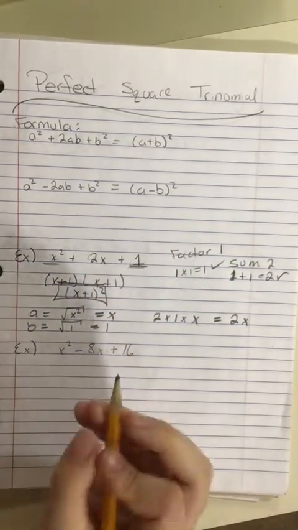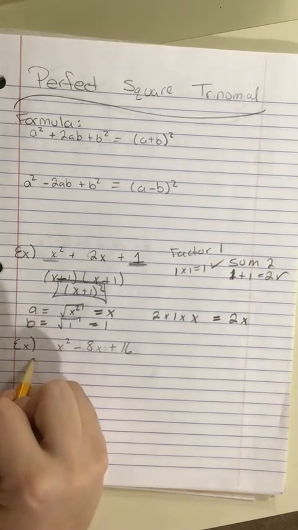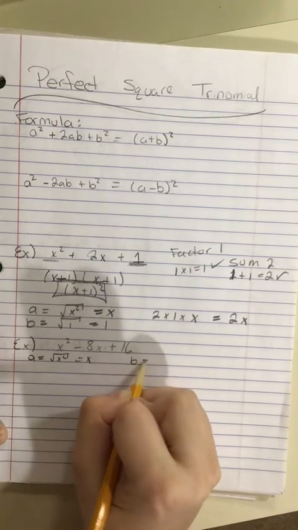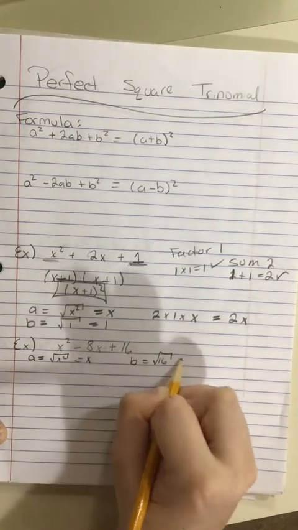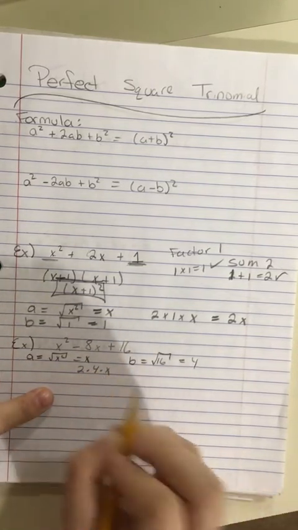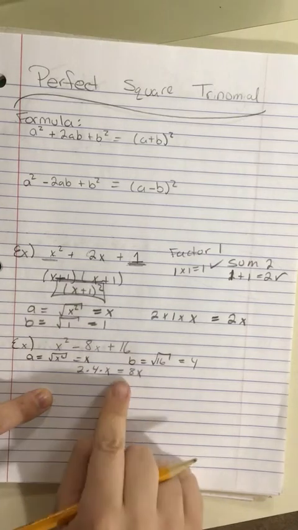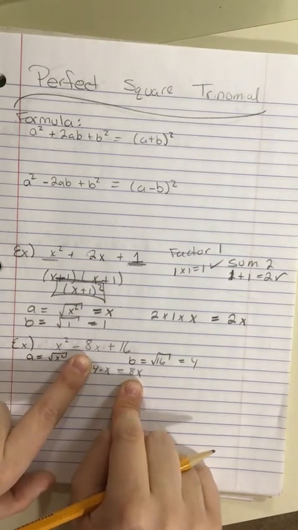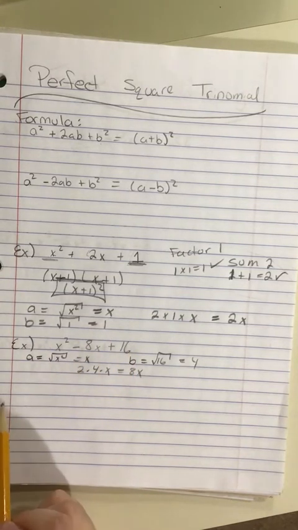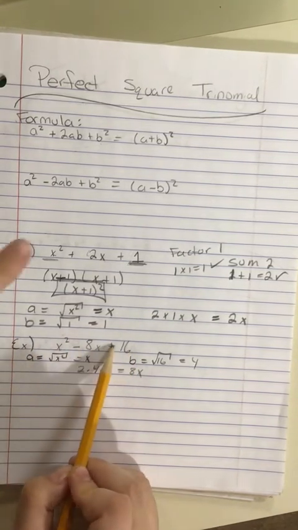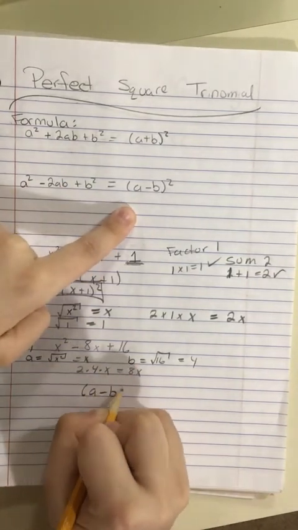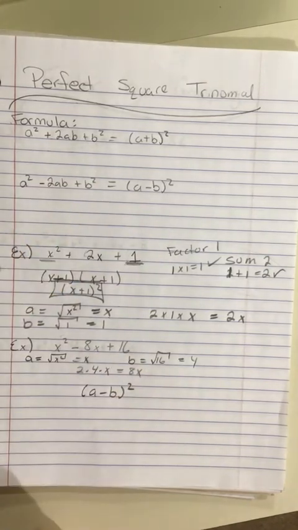Okay, so let's try it again. So we're going to look at this. Our a is the square root of x squared, which is x. Our b, square root of 16, which is 4. Now 2 times 4 times x gives us 8x. 8x equals 8x. So this is a perfect square trinomial. We have a minus, then a plus, so that means it's going to be a minus b squared. And that's it.